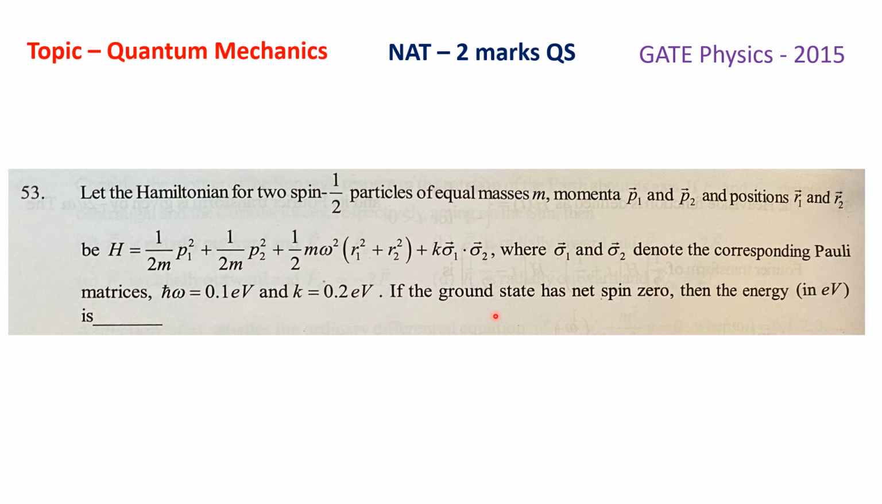If the ground state has net spin 0, then the energy in electron volt is, so we have to find the ground state energy for this given Hamiltonian of this system. Let us see how to solve this problem.